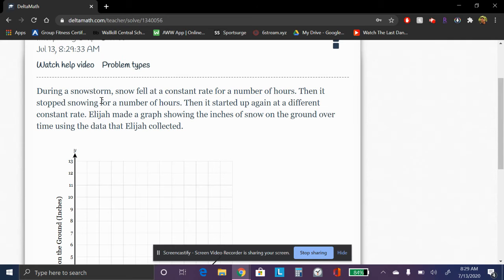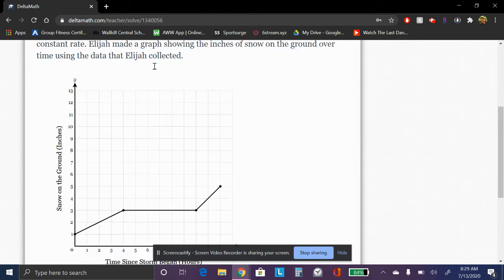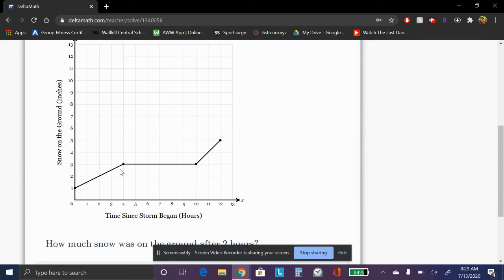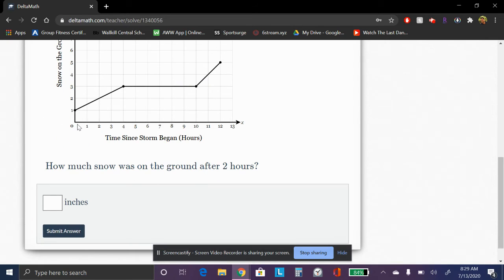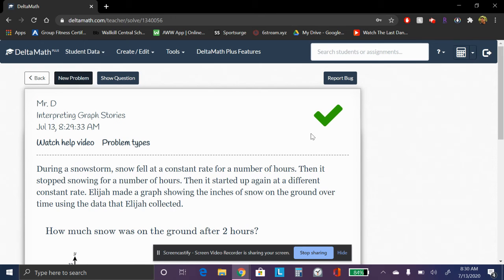All right. So during a snowstorm, snow fell at a constant rate for a number of hours. Then it stopped snowing. Then it started up again at a different rate. So it started snowing, stopped, and then started up again. How much snow was on the ground after 2 hours? So at 2 hours, it looks like there were 2 inches on the ground. Let's look at one more.